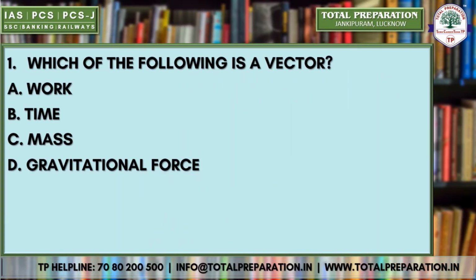Which of the following is a vector? As you can see, there are four options that we have given. Option A is work, option B is time, option C is mass, and option D is gravitational force. Friends, the correct answer to this question is the gravitational force, which is option D.